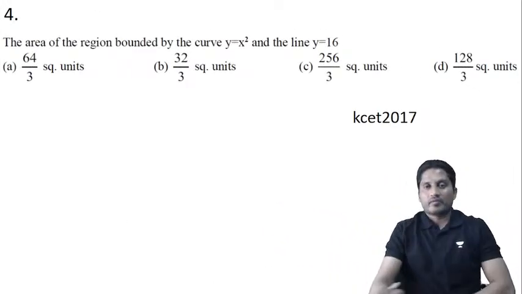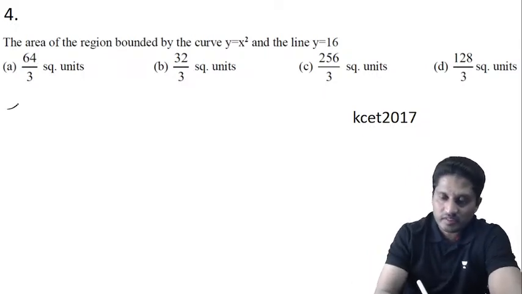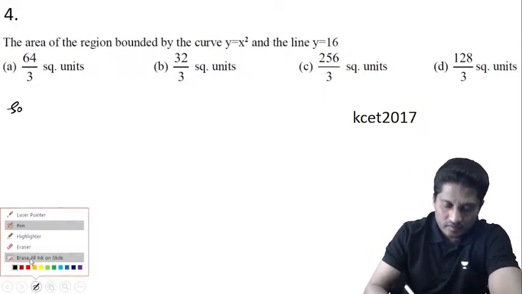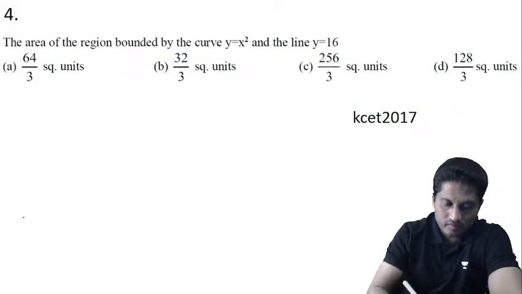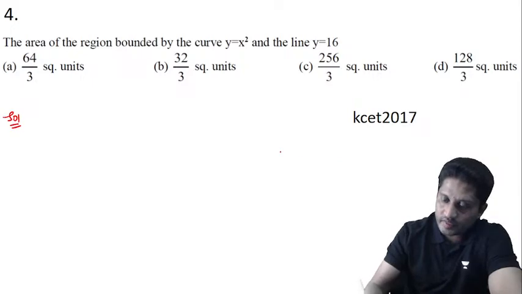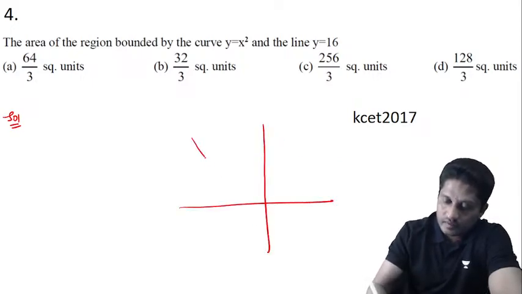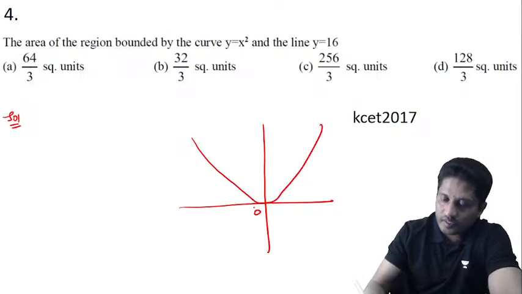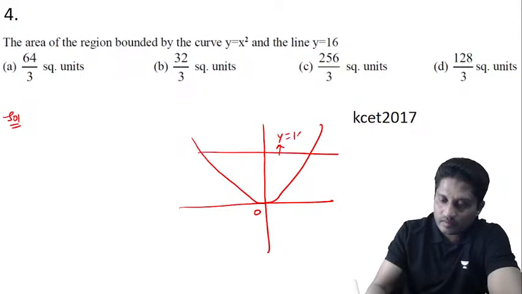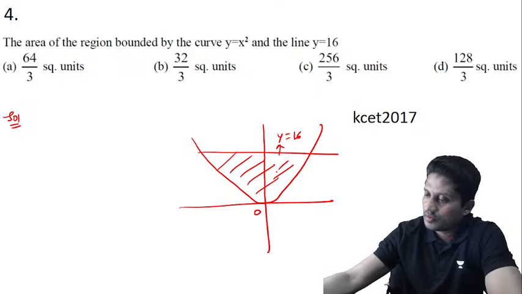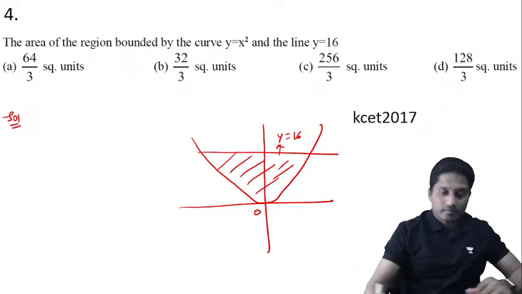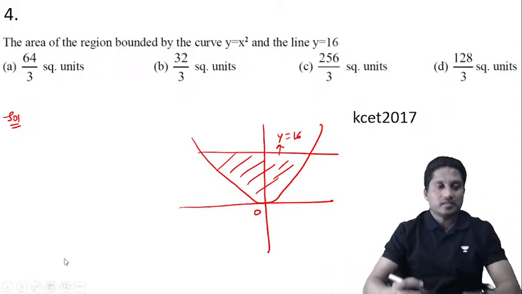Area bounded by y equal to x square and the line y is equal to 16. Y is equal to x square, or x square is equal to y, is an upward parabola, and y is equal to 16. This area I'm supposed to find out. Now this can be written as, just a sec, guys.